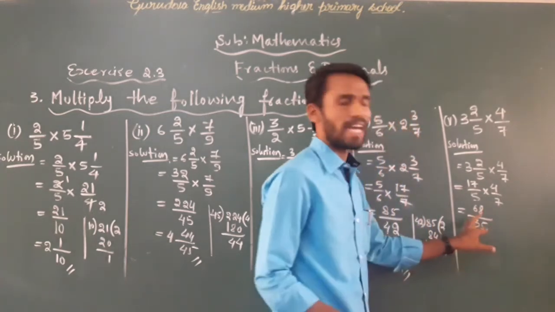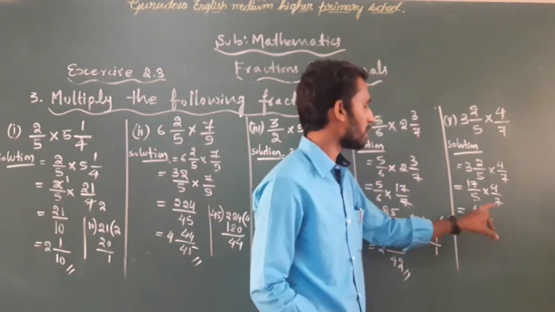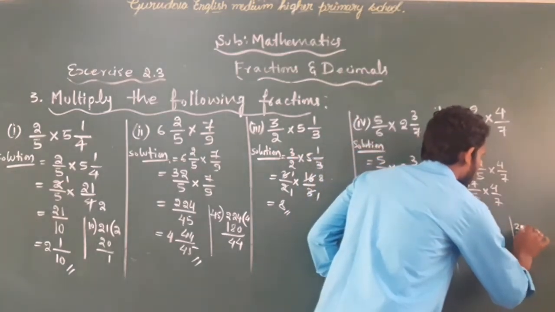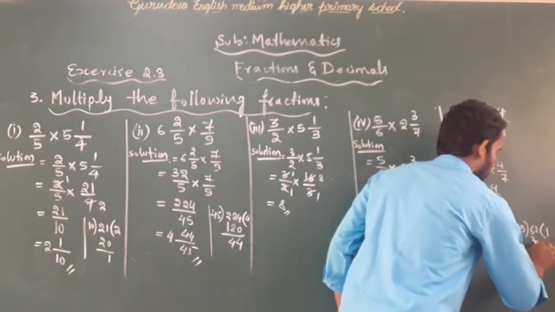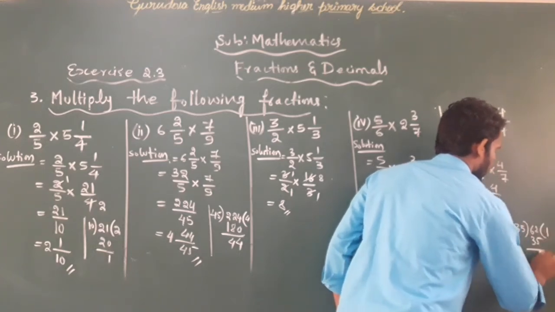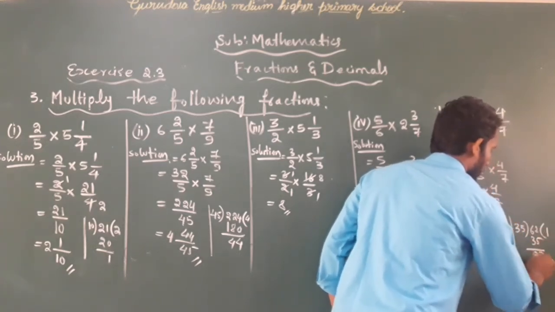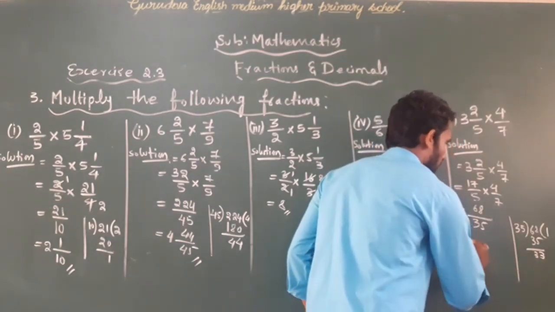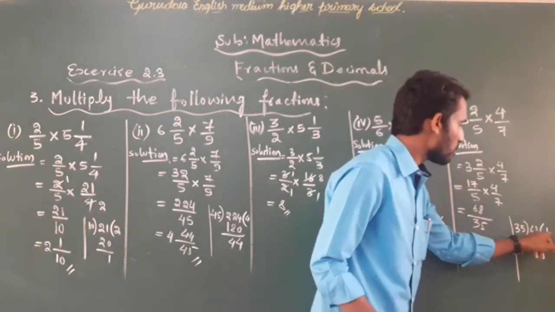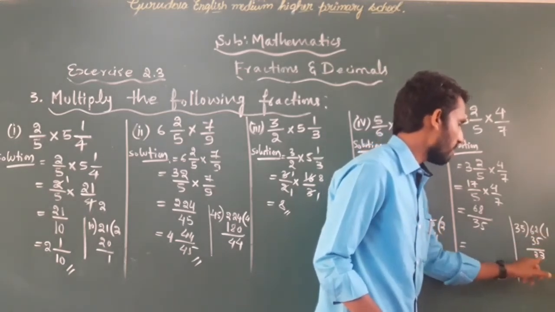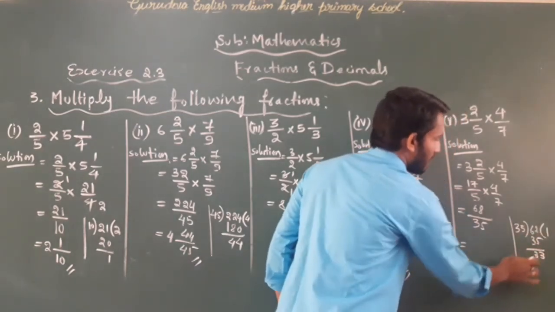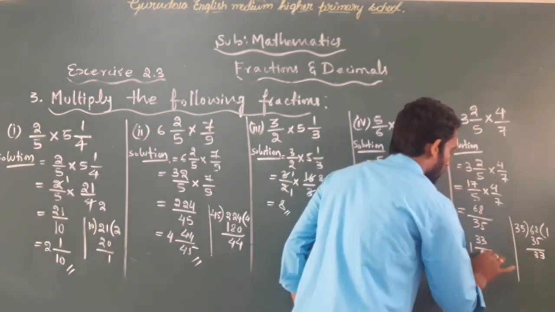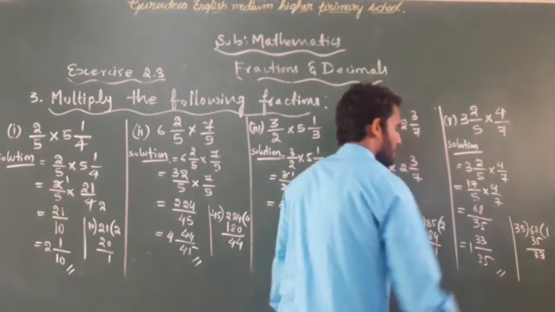Dear friend, here also we got an improper fraction. We have to convert it into a mixed fraction. When we convert it, we divide by 35. 35 1s are 35, remaining here 33. When we write it as a mixed fraction, we get 1 whole 33 by 35. Now this is the solution.